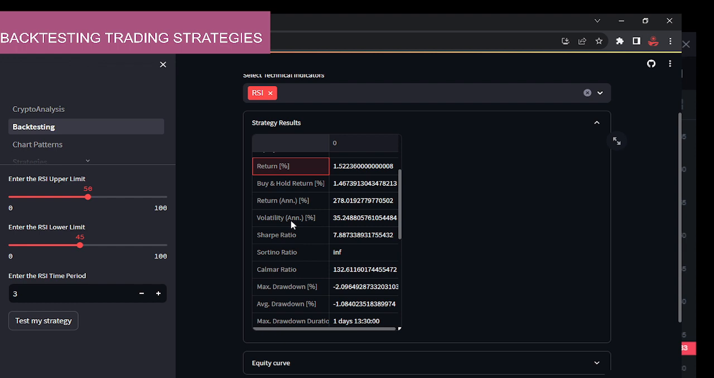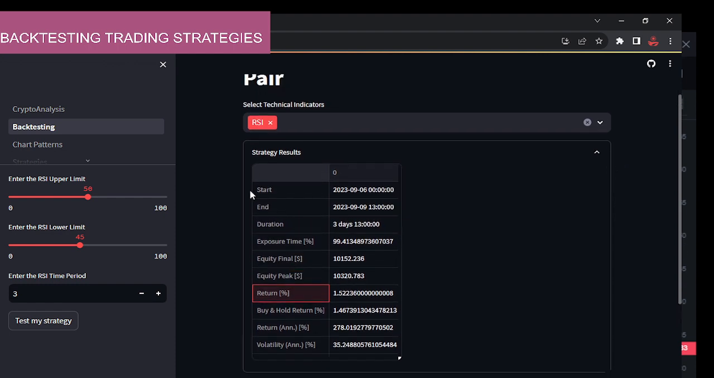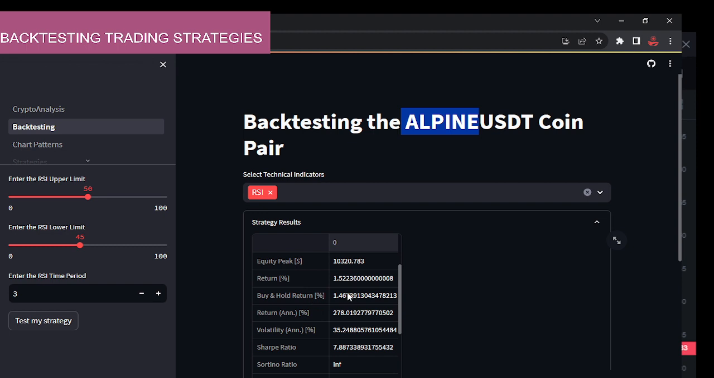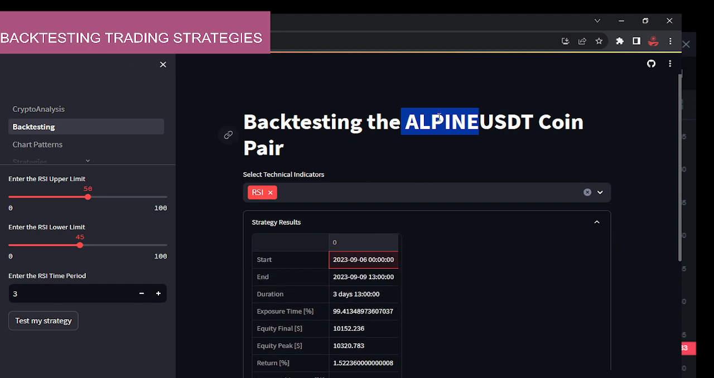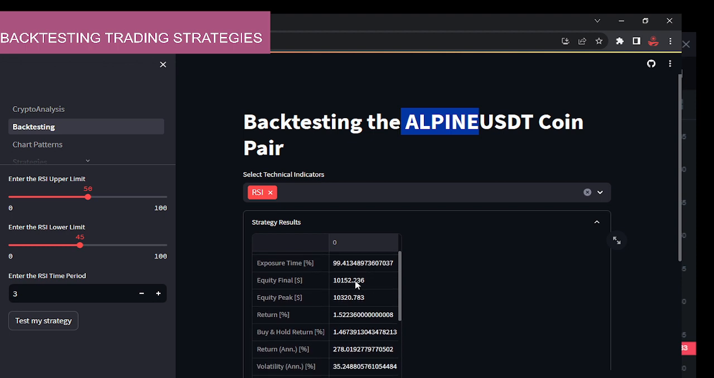The buy and hold return is what, if for instance I bought this coin pair, in this case maybe I bought this Alpine on this particular starting date on the 6th of September, and it's now the 9th of September, the coin pair has appreciated 1.467%. So that's the buy and hold.